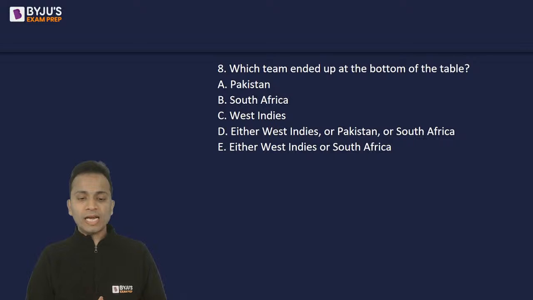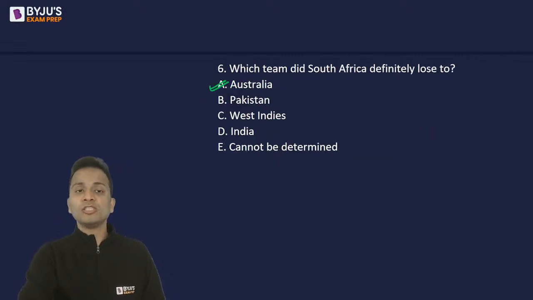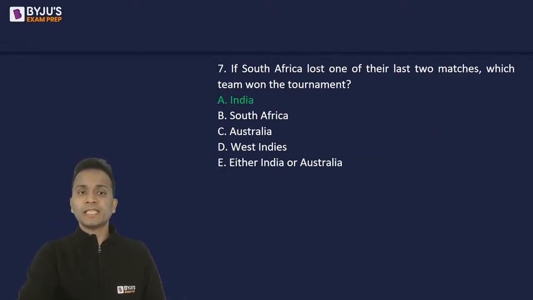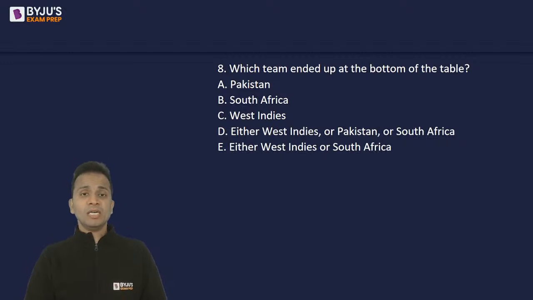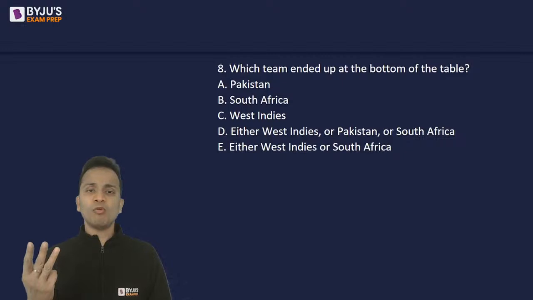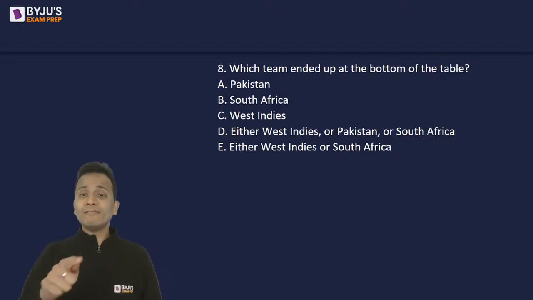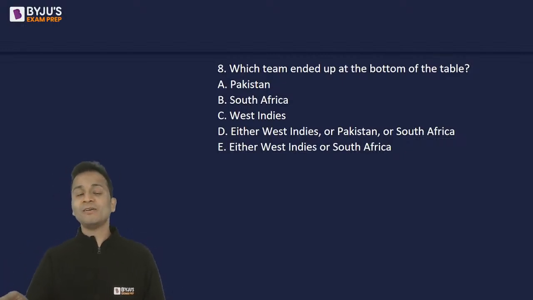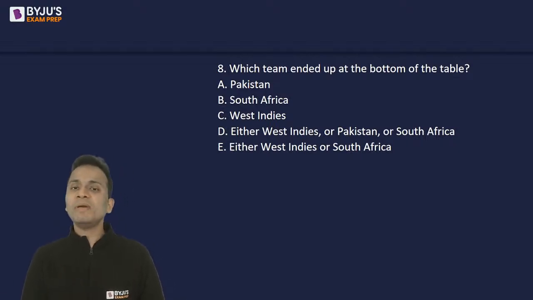Let's move on and look at the last question, question number 8. Which team ended up at the bottom of the table? At the bottom of the table. So सबसे नीचे कौन सी टीम हो सकती है? ऑप्शन देखते हैं एक बार. ऑप्शंस भी अजीब हैं. Option A is Pakistan. Option B is South Africa. Option C is West Indies. Option D is either West Indies or Pakistan or South Africa. Option E is either West Indies or South Africa. Which team ended up at the bottom of the table?